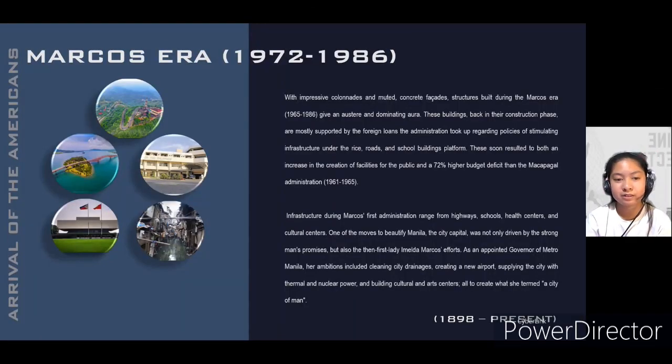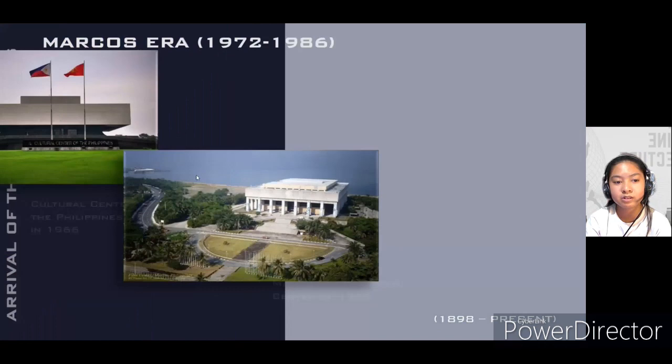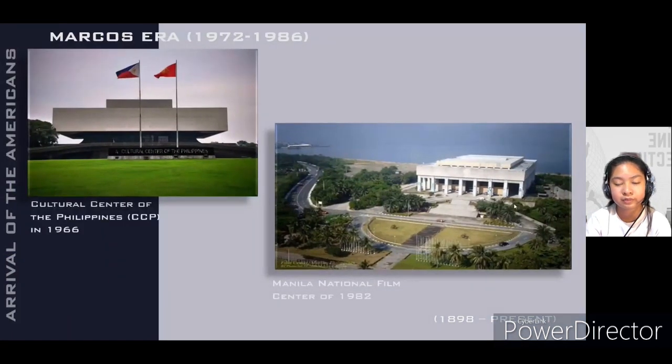Let us now go to the Marcos era, which is from 1972 to 1986. At ang mga structures po nung panahong ito ay mga highways, schools, health centers, and cultural centers. This was funded by foreign loans. And one of the examples is the Cultural Center of the Philippines, or the CCP, which was established in 1966 under the Executive Order number 30, and the Manila National Film Center of 1982.